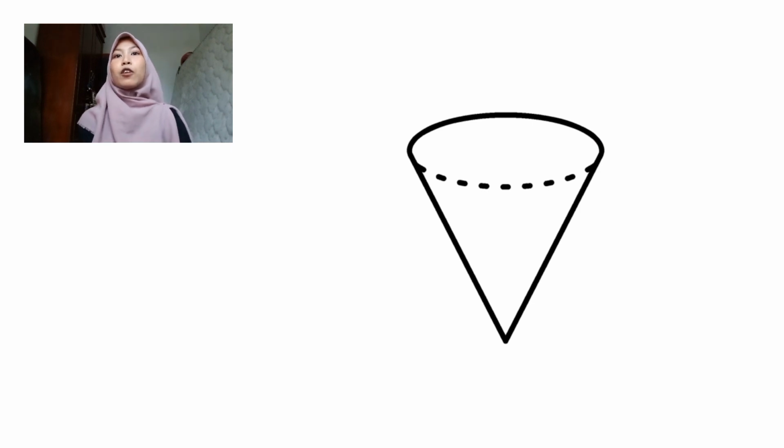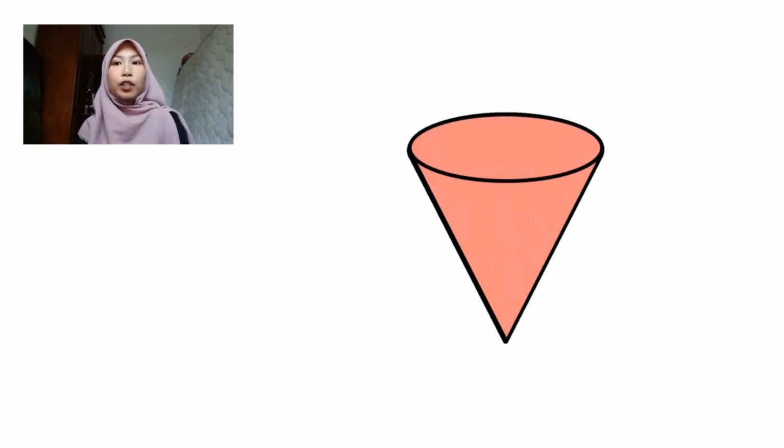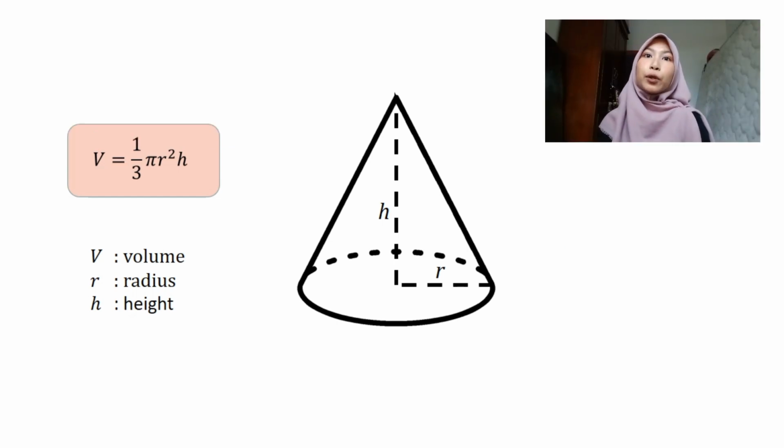Okay, so let's move to our main topic. As I said before, we want to learn about the cone's volume. The volume of a cone defines the space or the capacity of the cone. As you can see, here the red color represents the volume. To find the volume of a cone, we have a formula. V, or volume, is equal to 1/3 times pi times radius squared times height.